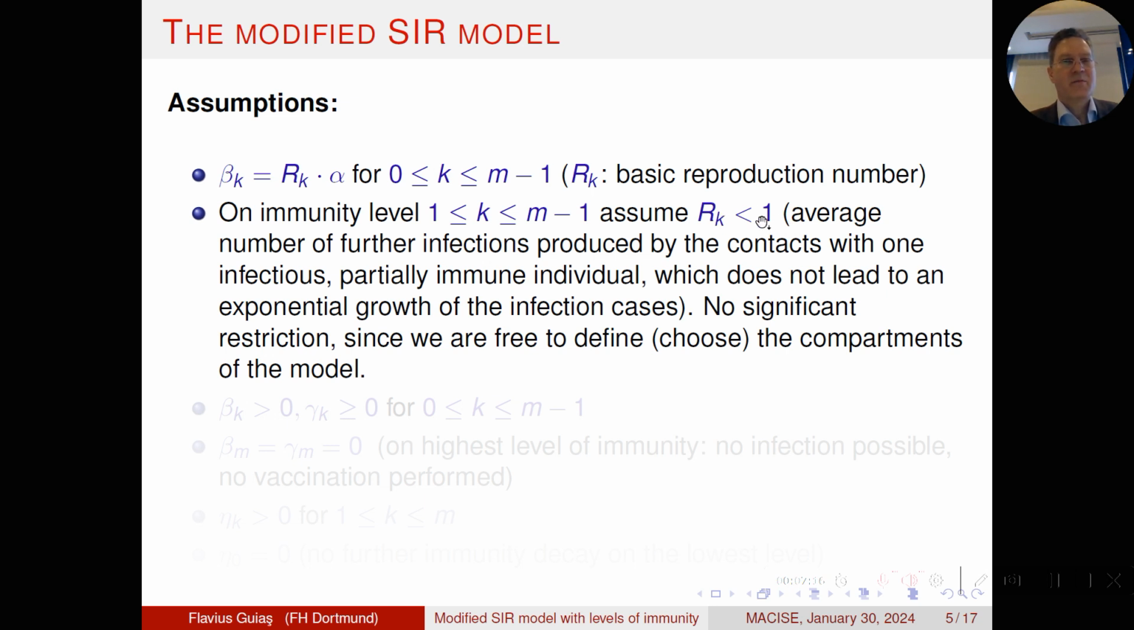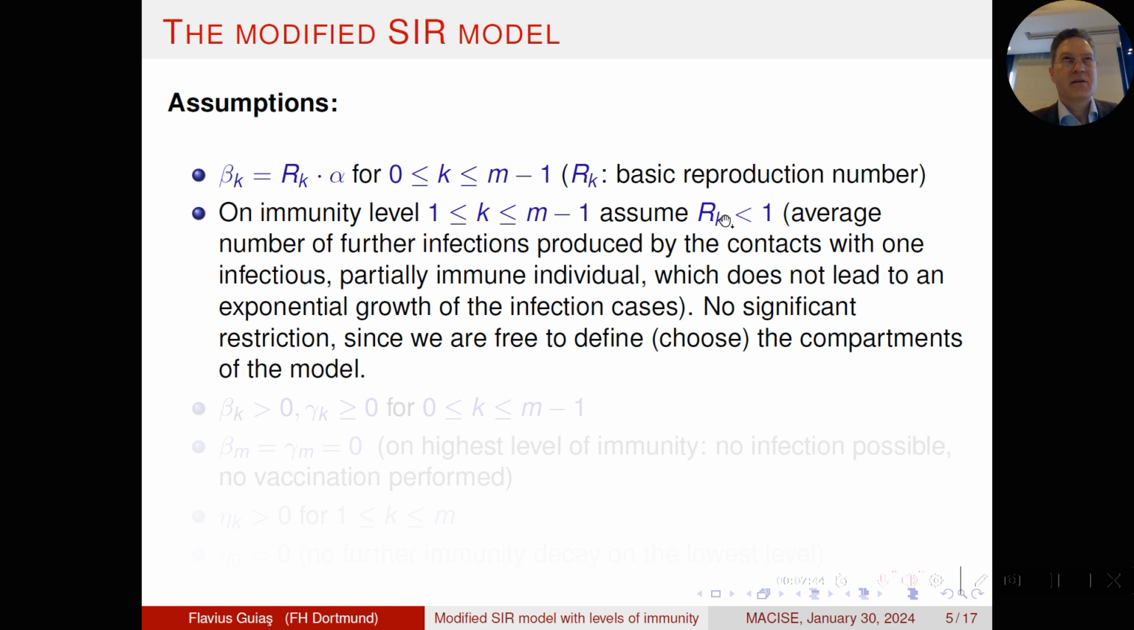This means that a partially immune individual does not contribute to an exponential growth of the epidemic. So the average number of secondary infections produced by a partially immune individual is less than 1. This is no significant restriction because we are free to choose our compartments. So we put all individuals for which this R number is less than 1 into a compartment which corresponds to a partial level of immunity.